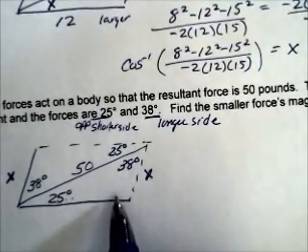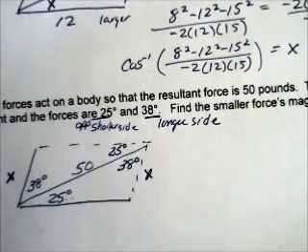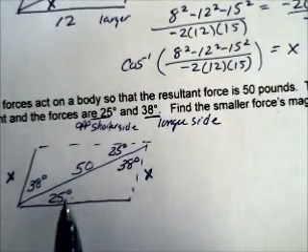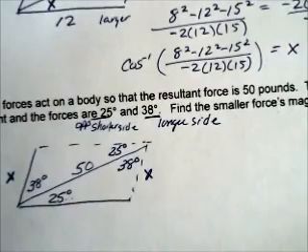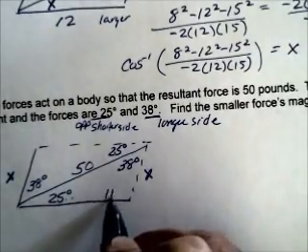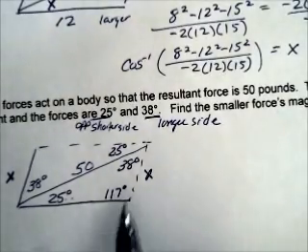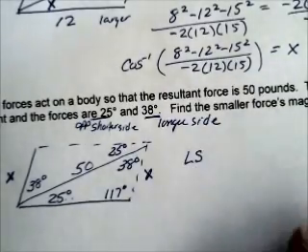I need to find the measure of the angle that's opposite our 50-pound resultant. Okay, so 25 and 38 subtracted from 180 gives us 117. This is law of sines, right? Because we only have two sides represented. So this is law of sines.